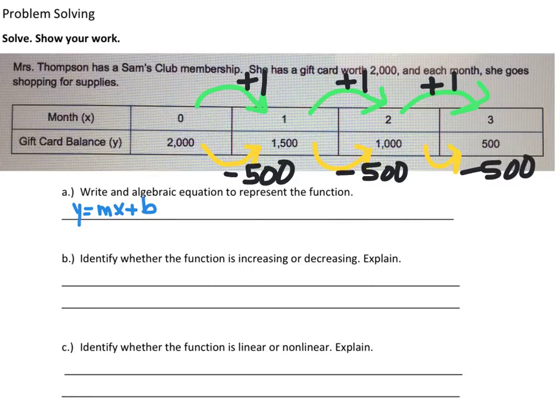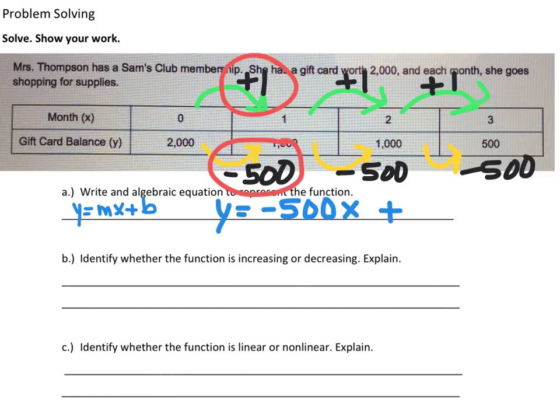Our slope is the rate of change. It's going down 500 in the y values and going up by 1 each time. So our slope is negative 500 over 1, which is the same thing as negative 500. So we put that value in for m.